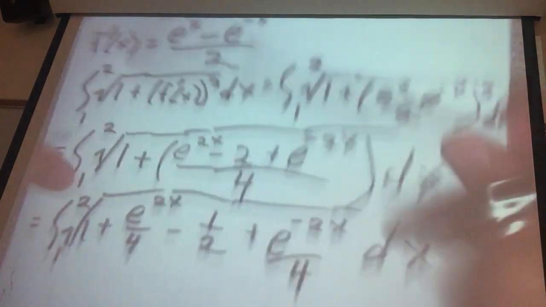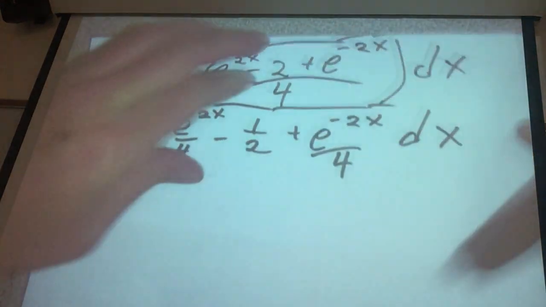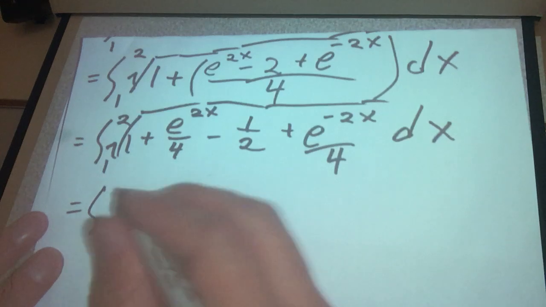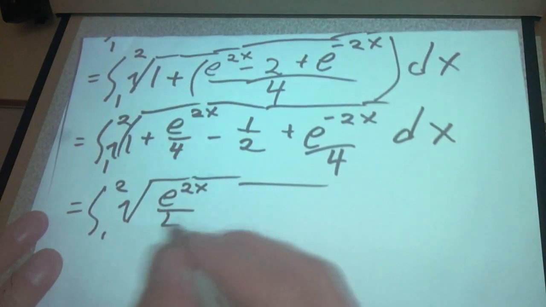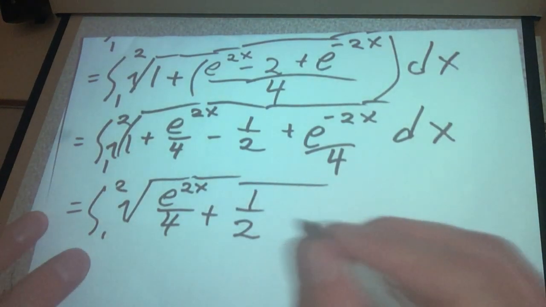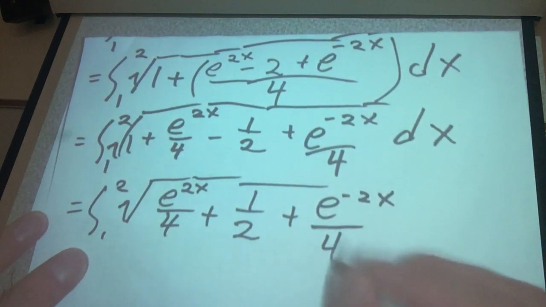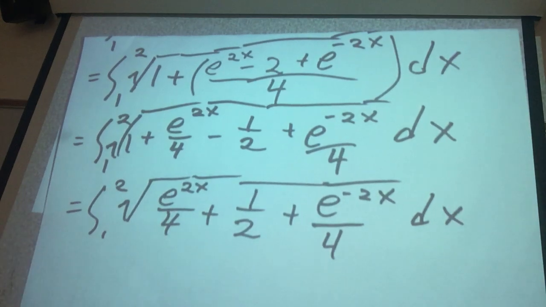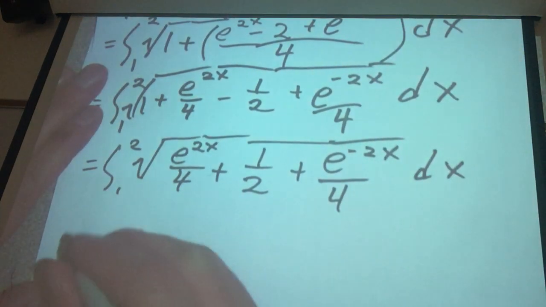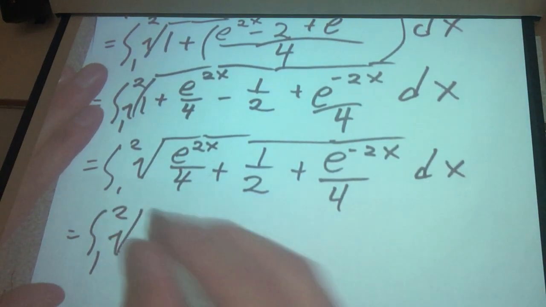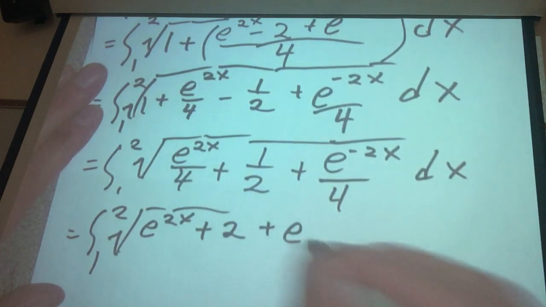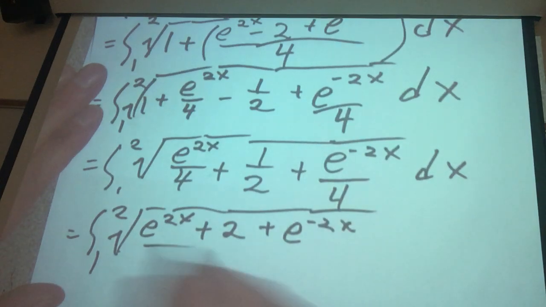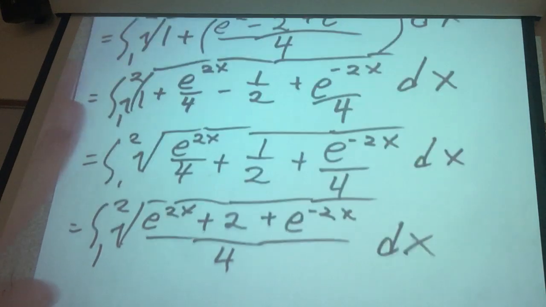Okay, so this would become the integral from 1 to 2, now the square root of e to the 2x divided by 4, and plus 1 divided by 2, and then plus e to the minus 2x divided by 4. I would say that this is equal to the integral from 1 to 2 of the square root. Right, now that's going to be e to the 2x plus 2 plus e to the minus 2x, and then all of that divided by 4, and this is an integral with respect to x.